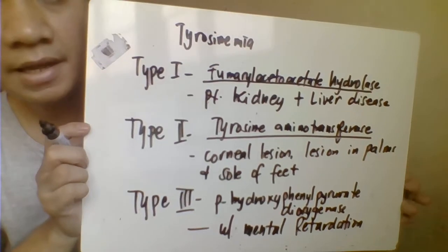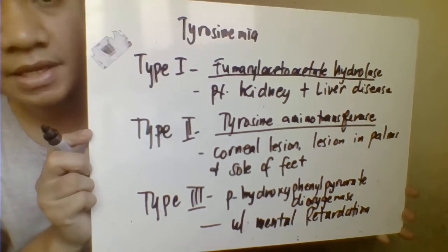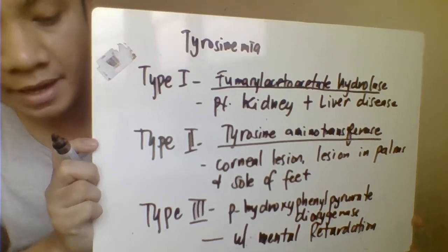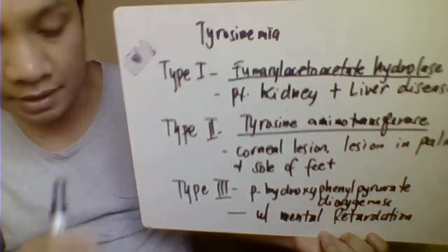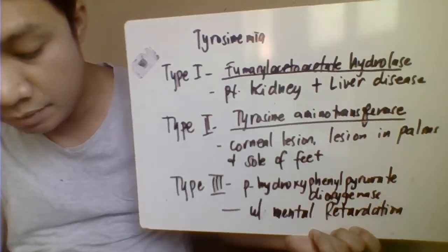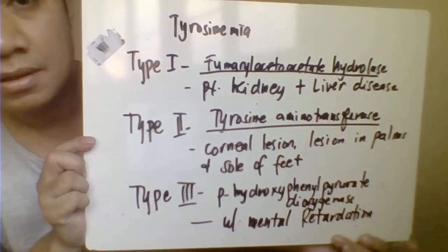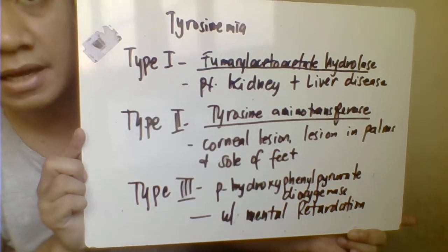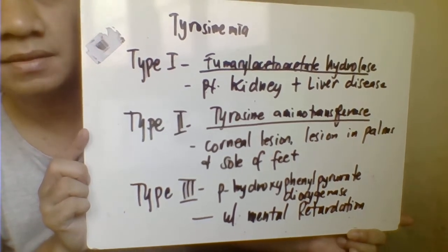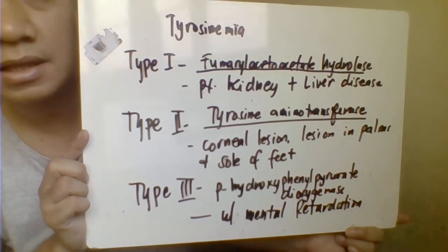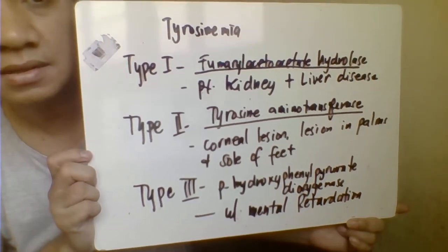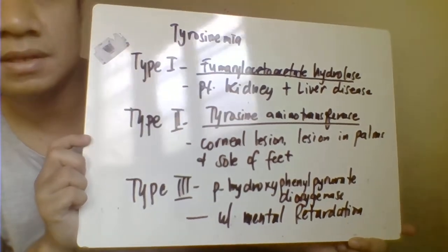Okay, next we have here tyrosinemia, or tyrosyluria. That would be characterized by a problem in the following. There are three types of tyrosinemia or tyrosyluria. Type 1 is characterized by the absence of the enzyme fumarylacetoacetate hydrolase. So the manifestation of that is the patient would have kidney disease plus liver disease.